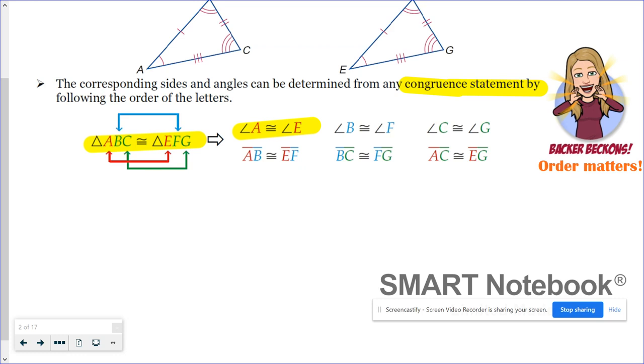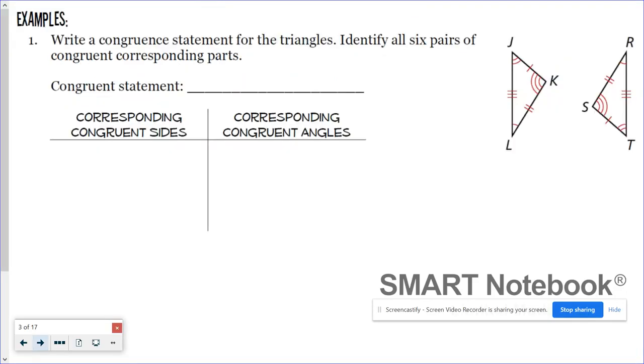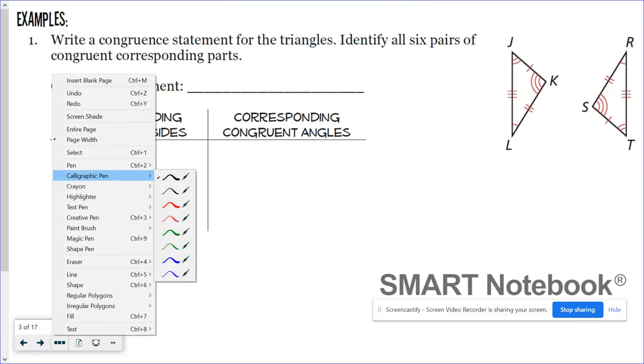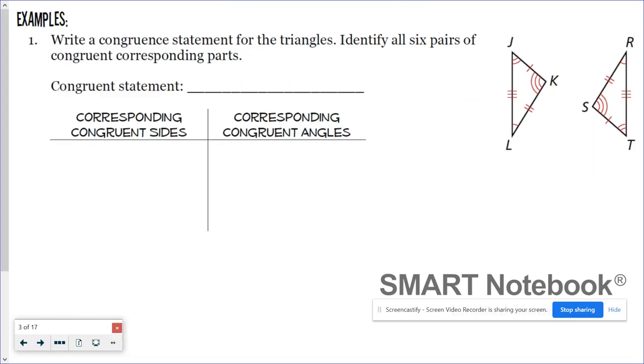We can also use the congruent statement to identify congruent segments. So they say AB and EF. If you look at the congruent statement, notice that A, B are your first and second letters. E and F are also the first and second letters. So order is important because it's really going to tell us a lot about the corresponding parts of our congruent triangles.